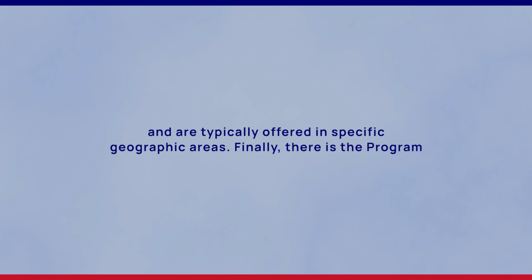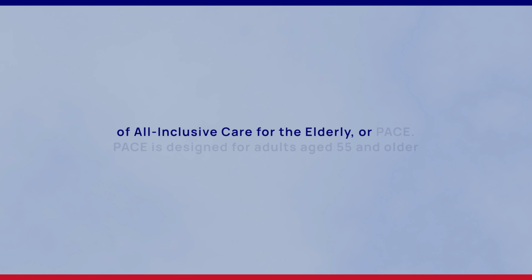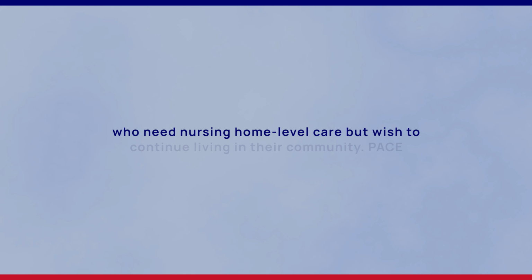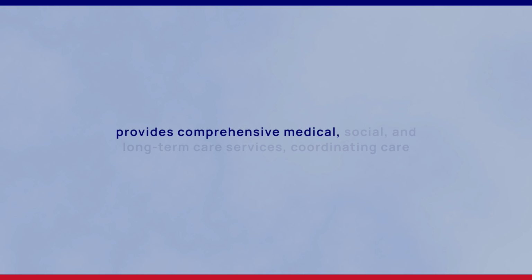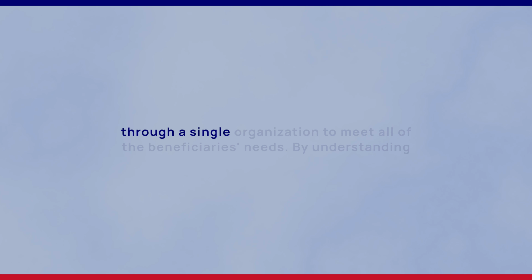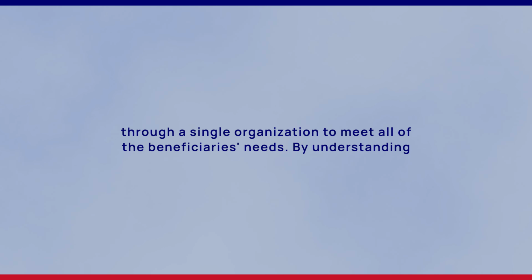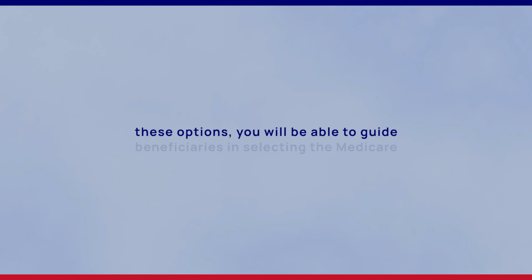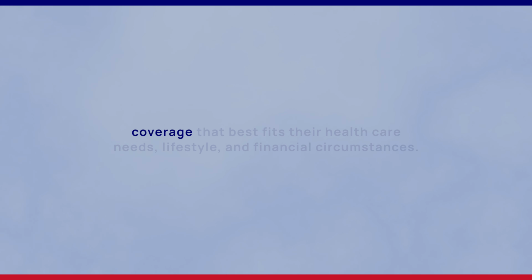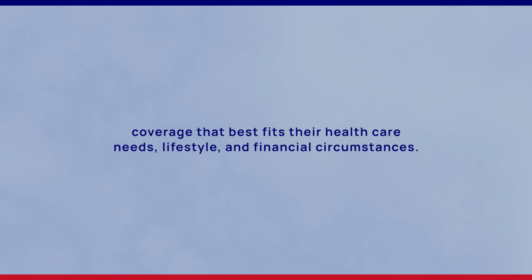Finally, there is the Program of All-Inclusive Care for the Elderly, or PACE. PACE is designed for adults aged 55 and older who need nursing home-level care but wish to continue living in their community. PACE provides comprehensive medical, social, and long-term care services, coordinating care through a single organization to meet all of the beneficiaries' needs. By understanding these options, you will be able to guide beneficiaries in selecting the Medicare coverage that best fits their healthcare needs, lifestyle, and financial circumstances.